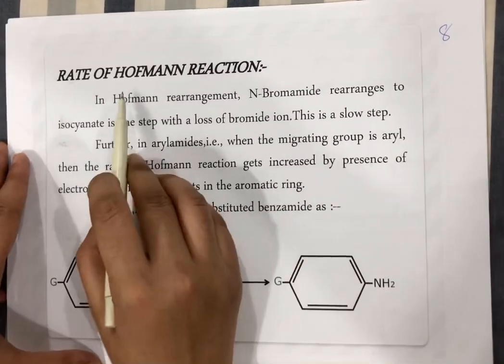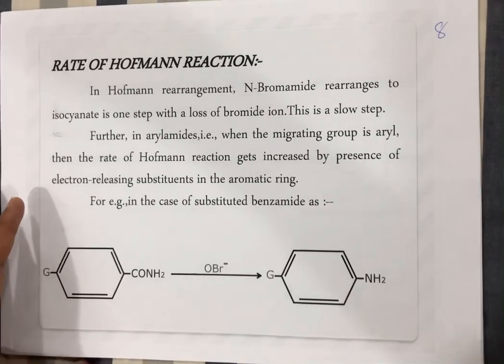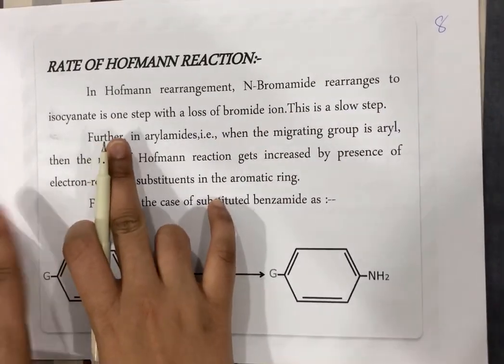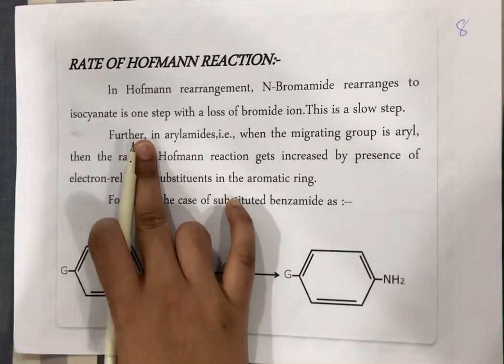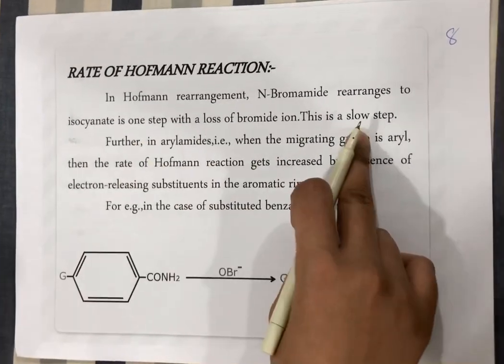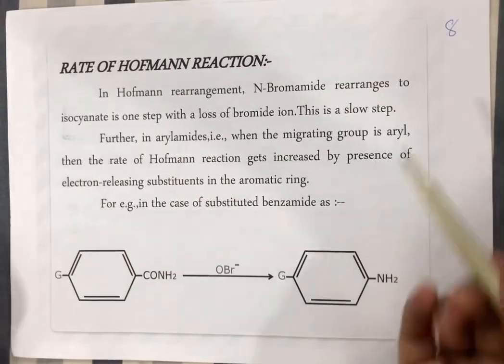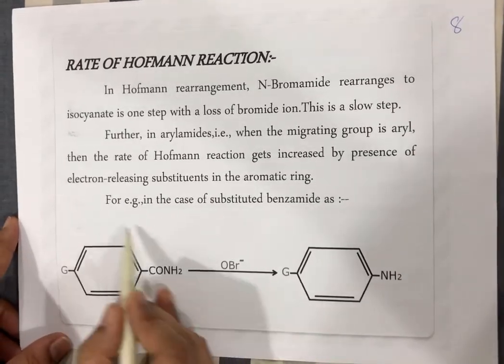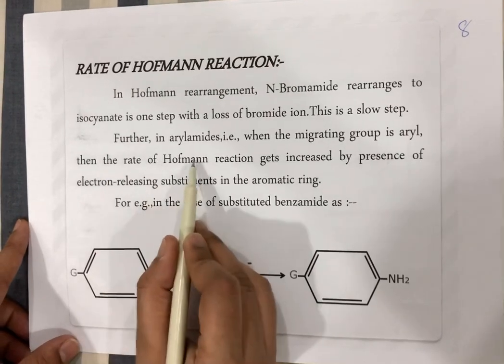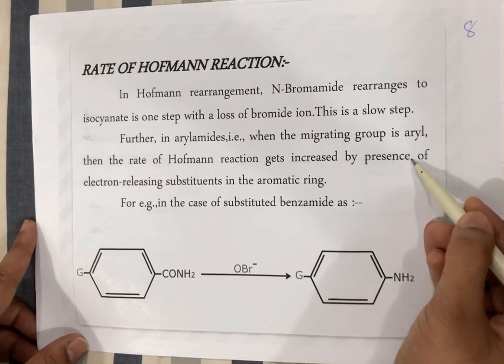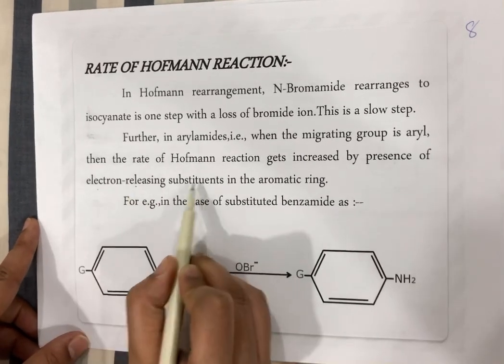Next is the rate of Hofmann reaction. In the Hofmann rearrangement, N-bromamide rearranges to isocyanate in one step with the loss of bromide ion. We have discussed earlier, this step is slow. But when the migrating group is aryl, then the rate of Hofmann reaction gets increased. Why? Because of the presence of electron releasing substituents.